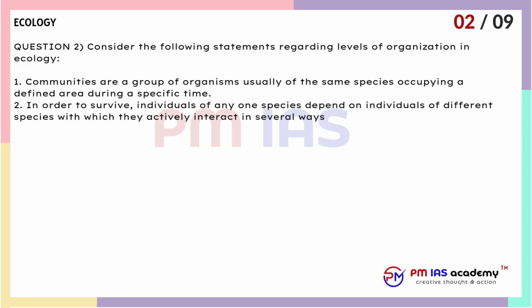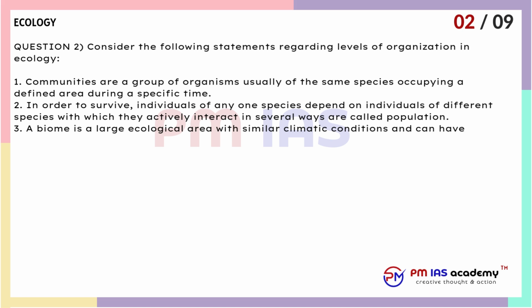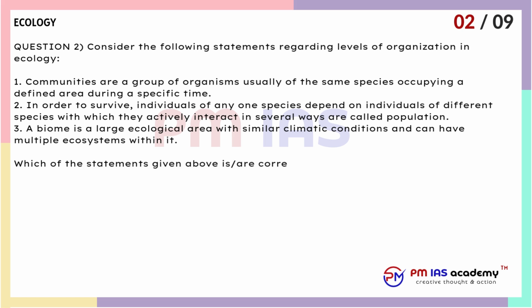3. A biome is a large ecological area with similar climatic conditions and can have multiple ecosystems within it. Which of the statements given above are correct? A. 1 and 2 only. B. 2 and 3 only. C. 2 only. D. 3 only.